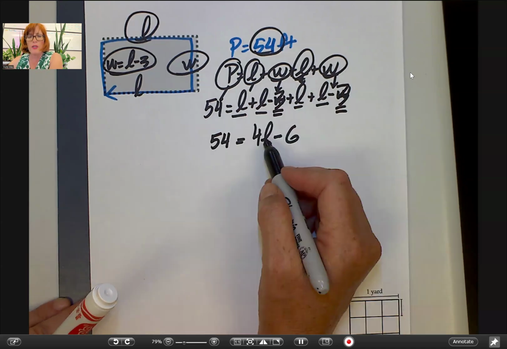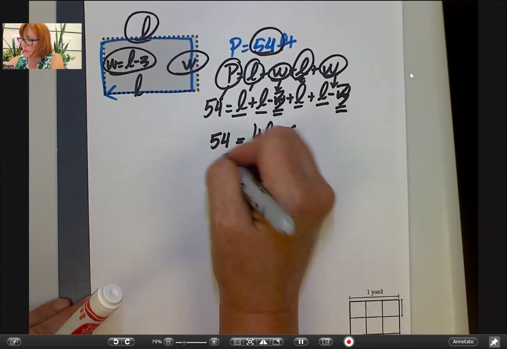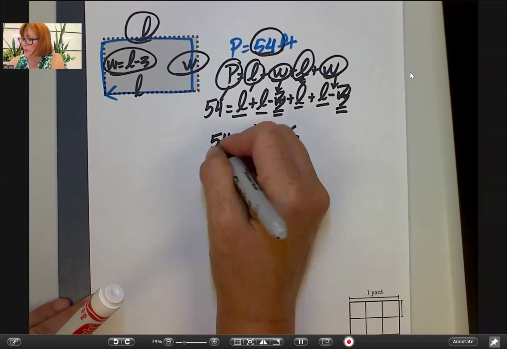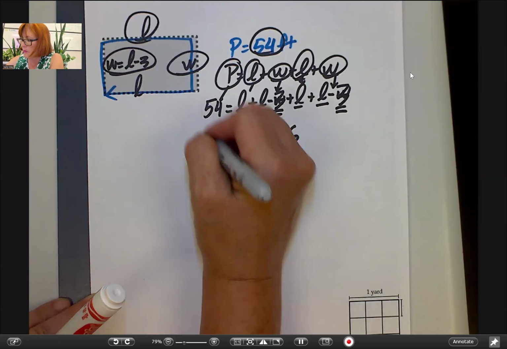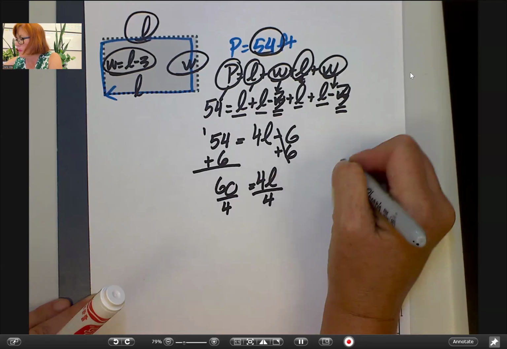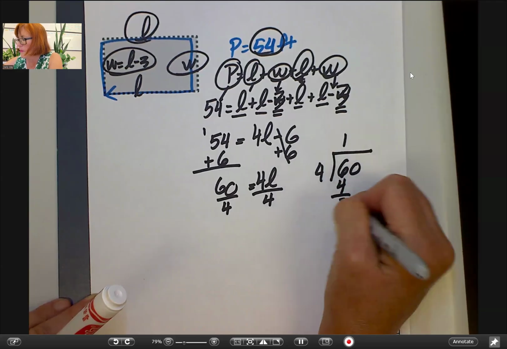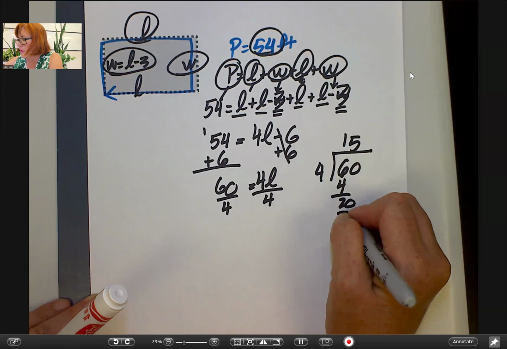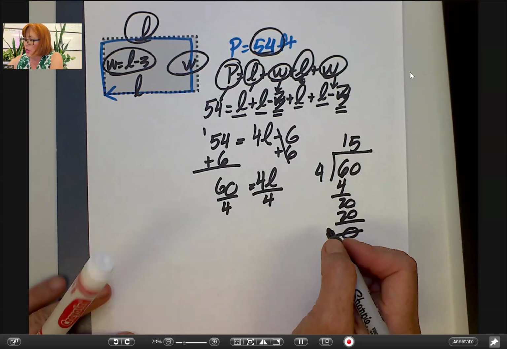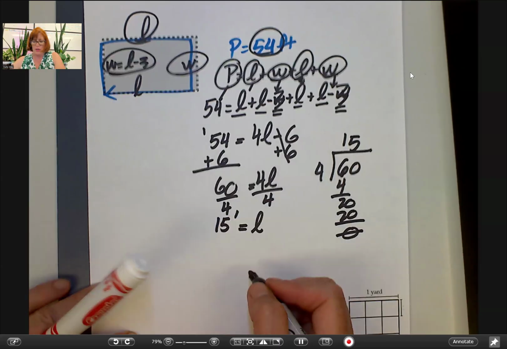So I have 4 lengths minus 6 equals 54. Notice I'm not using a calculator for basic single-digit computations. Congratulations, you just found the length of this patio is 15 feet.